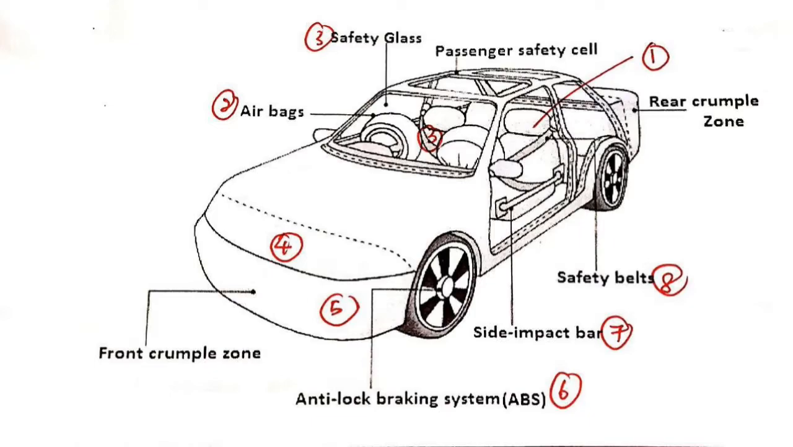Number 3 is also for safety. Number 3 is the windscreen, the glass for the car. What type of glass are they using? They never use the normal one, the normal glass used in a house. This one we call shatterproof windscreen glass. What does shatterproof mean? Shatterproof windscreen means they want to prevent the passenger from being injured by glass pieces during the accident.